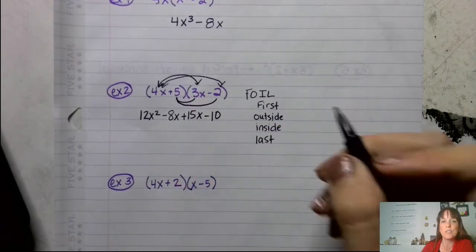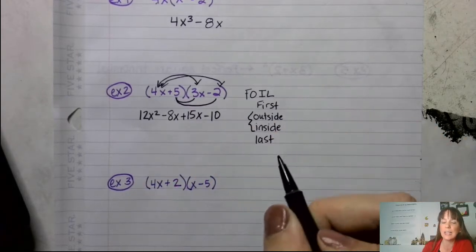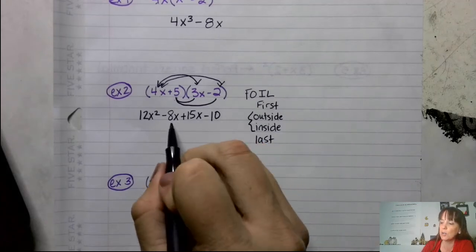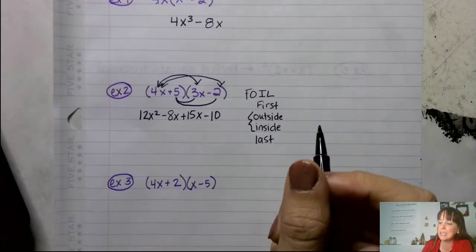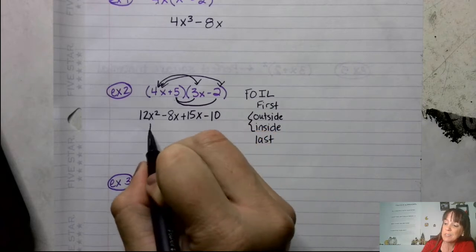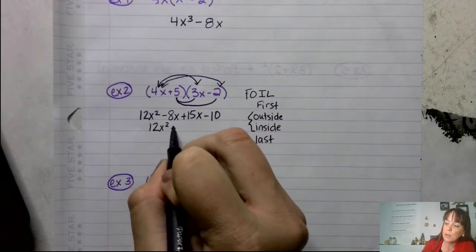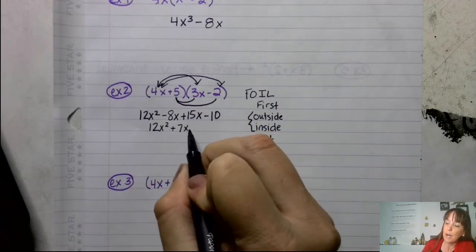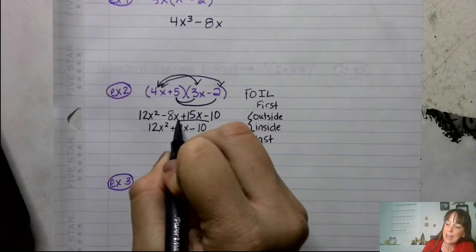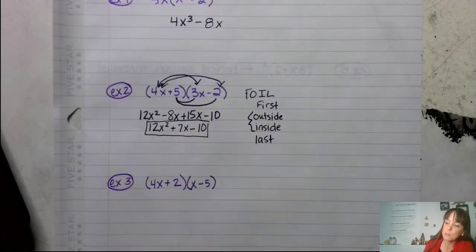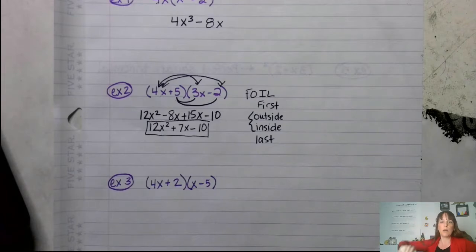When you do this method, generally your outside and inside will combine. So negative 8 and positive 15 gives me positive 7, so 12x squared plus 7x minus 10. That is my multiplication method. Yes, beautiful. We are done with that one.